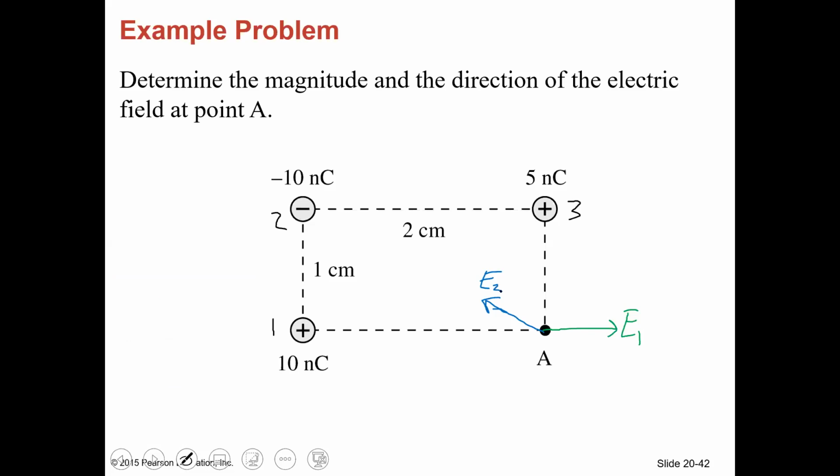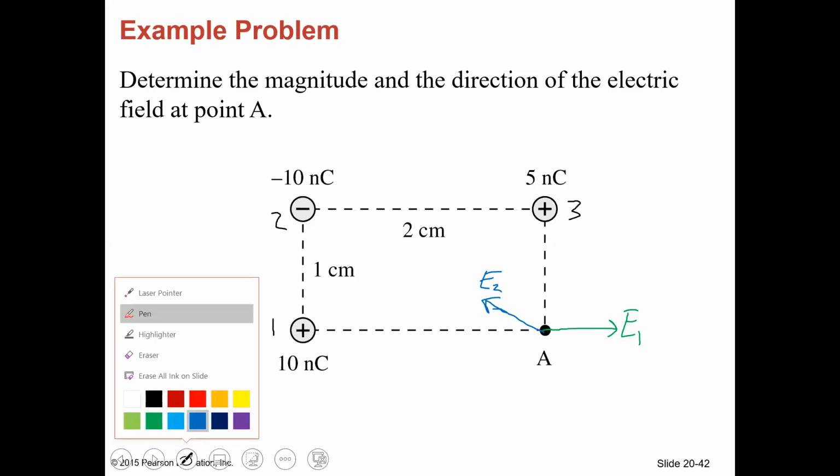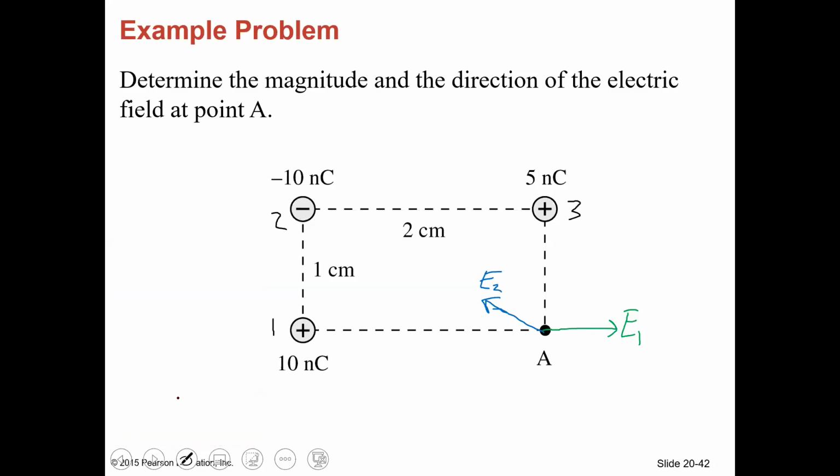And let's look at the last one, charge 3. Well, again, that's a positive charge, so for positive charges, electric fields go away from it. So I draw my electric field like this, E3. Okay, so there are my electric fields. Next, we're going to find the magnitudes.